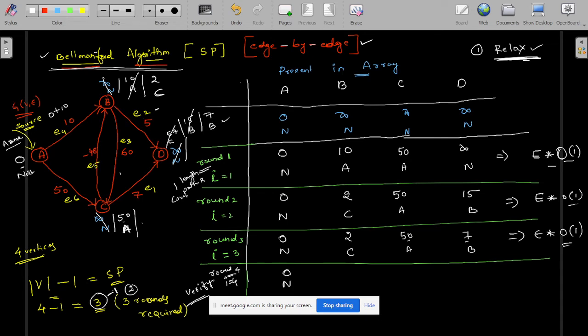Same thing, 0 null. Again 2c. Again 50a. Yes or not? Again d value 7b. If you are getting the same values, it indicates very clearly that we got the shortest path.